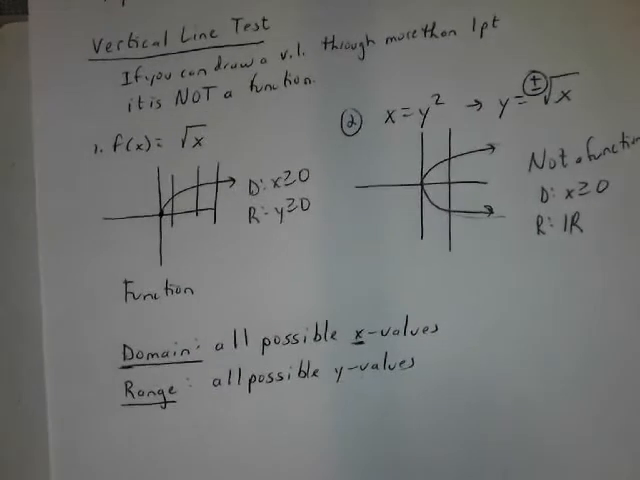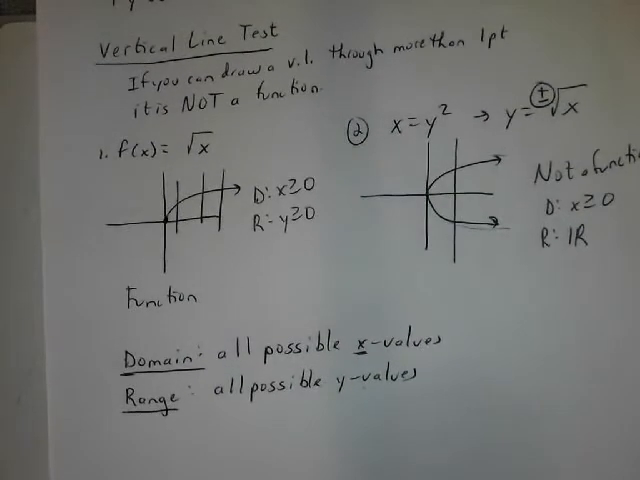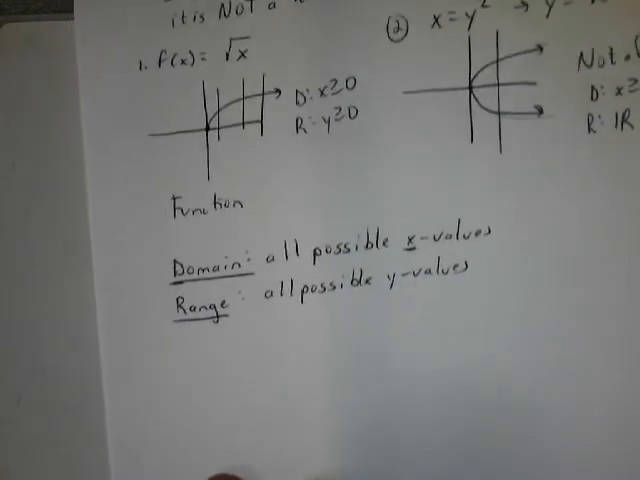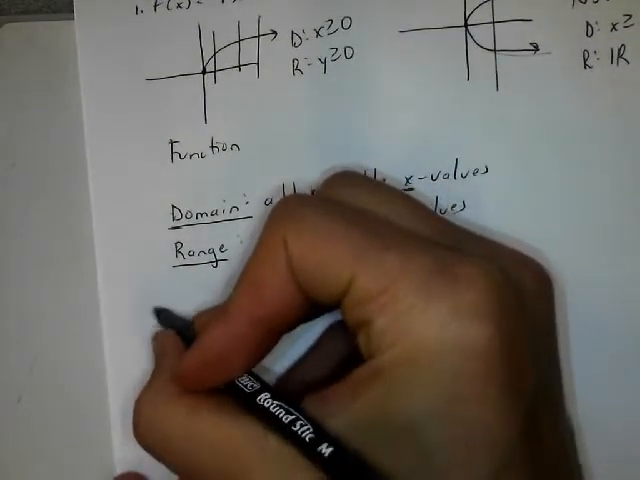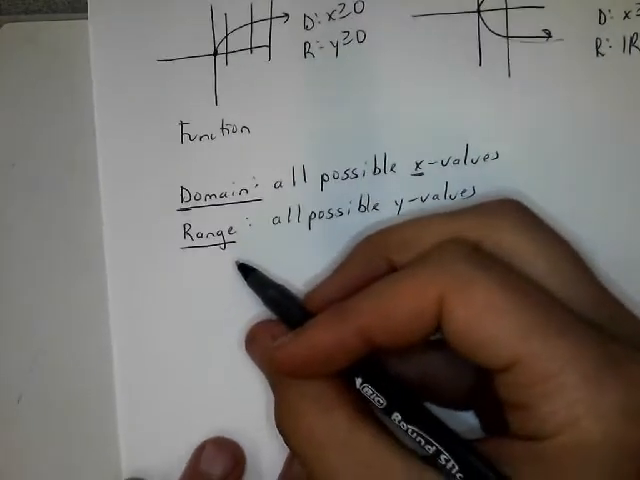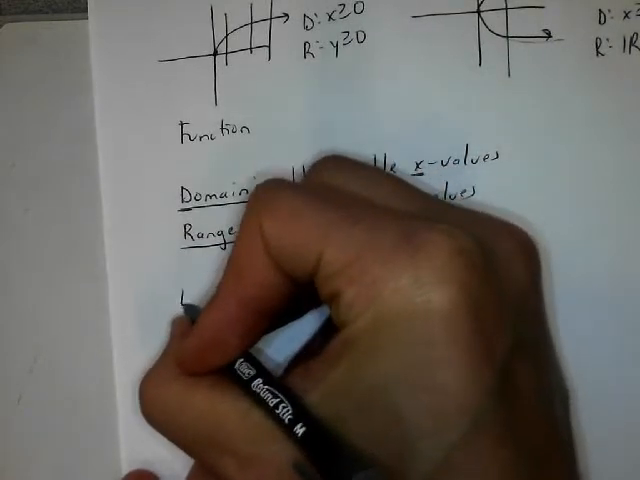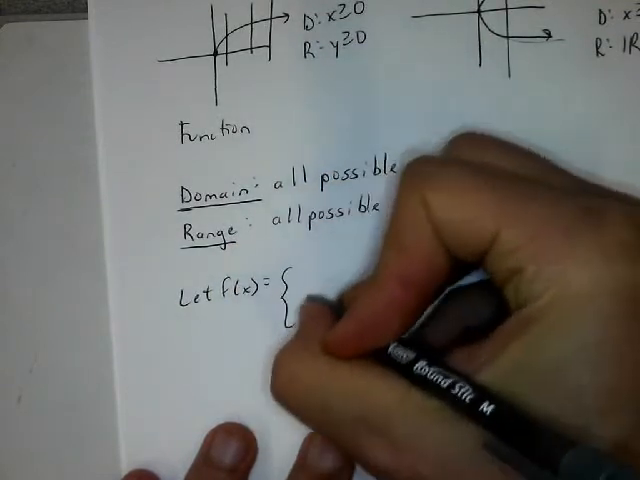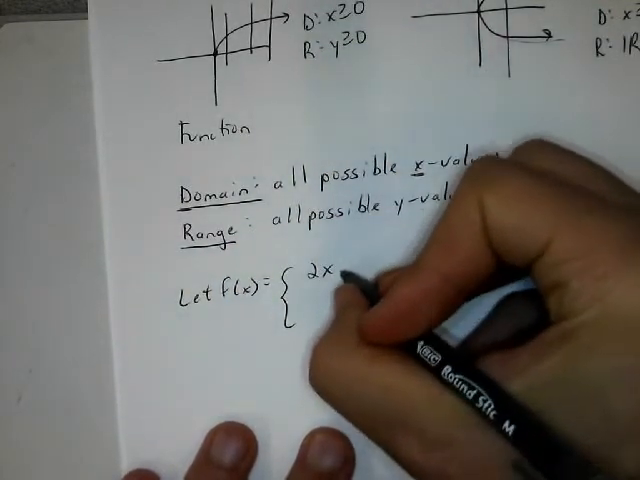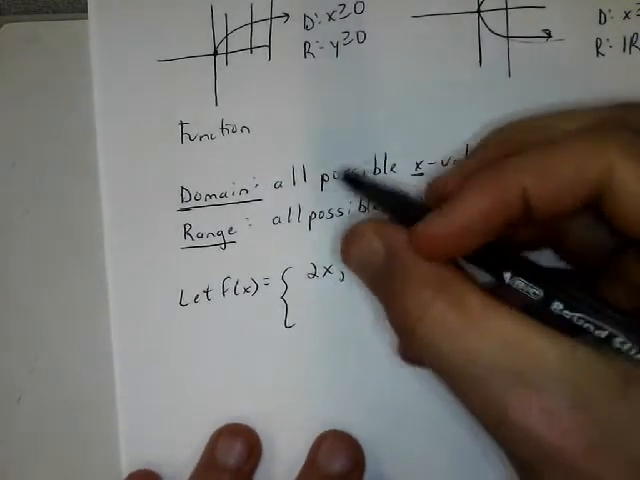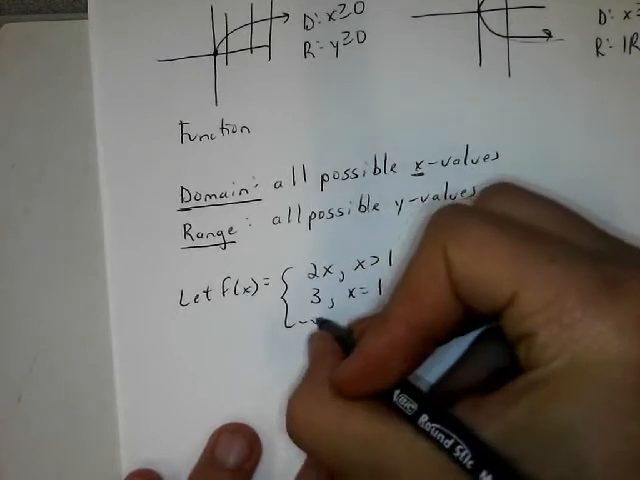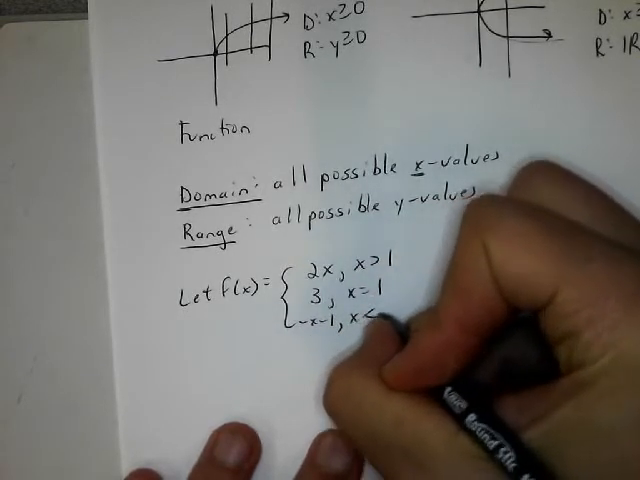Tomorrow, we will focus on a special type of graph that you're not as accustomed to, called a piecewise graph. So the idea with them is you're going to have different parts of a graph. So let's do one example today, and we'll take this into tomorrow. Let's let f of x be equal to 2x when x is greater than 1, 3 when x equals 1, and negative x minus 1 when x is less than 1.